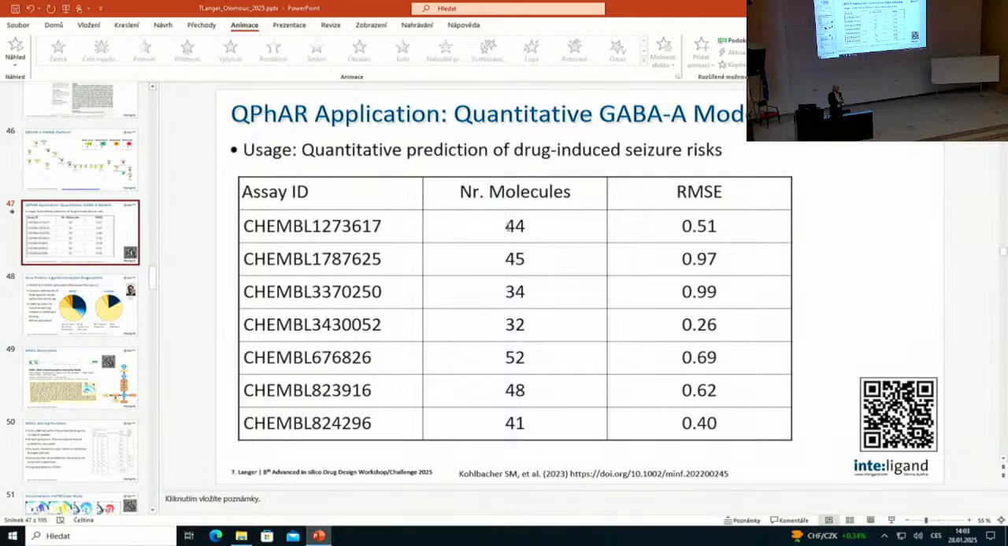But even with this one assay, is it known that this assay is done on this binding site or is it just by effect?